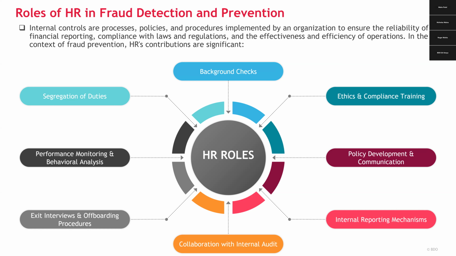The fourth role of the human resource department will involve internal reporting mechanisms, and the HR should establish and manage a whistleblower program that will provide the employees with a confidential channel to report suspicions or incidents of fraud. This creates a safe space for anonymous reporting, and it also encourages the employees to come forward with information that may be relevant, to raise any whistleblower allegation or any red flag they might have observed.